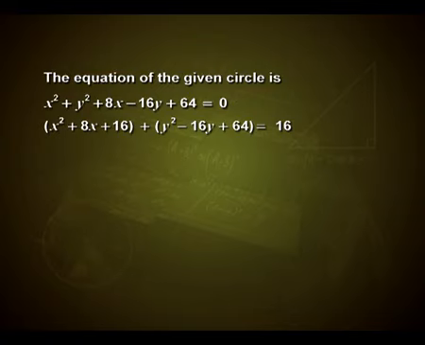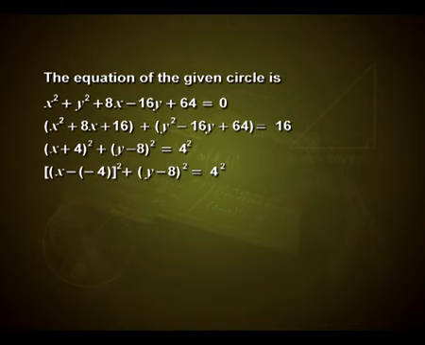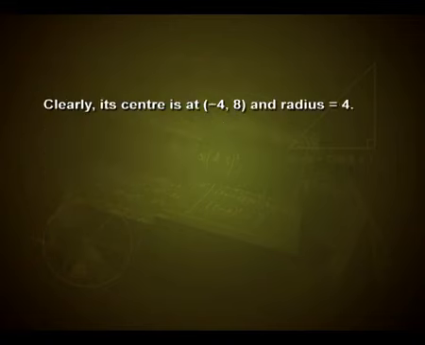Did you notice what we did here? We have added 16 on both sides in order to simplify and write it as the expansion of binomials: (x plus 4) whole square plus (y minus 8) whole square is equal to 4 square. Clearly, its center is at (minus 4, 8) and radius is 4 when we compare it with the general equation of a circle.